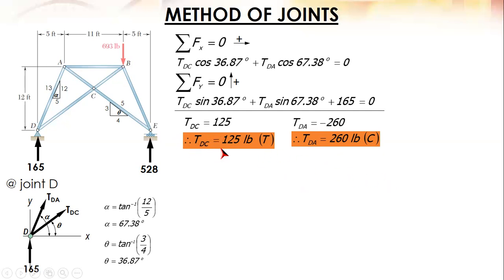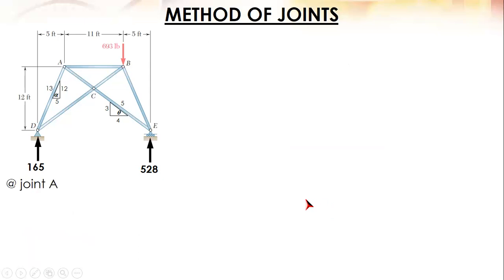After solving for these two forces, you can proceed to the next joint. Ang next joint nimo is A. Solve na yung DA, DC. Dili ka pwede sa C, kay tulo ka members. So, sa A ka. So, sa joint A, we have this one. Na-solve na niya DA, 260 compression. And then ang unknown, assume tension.